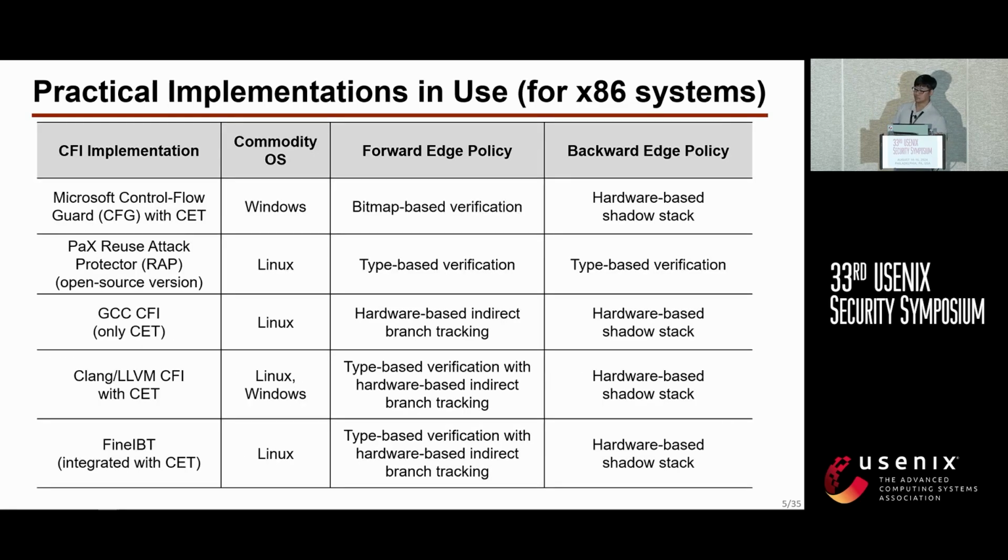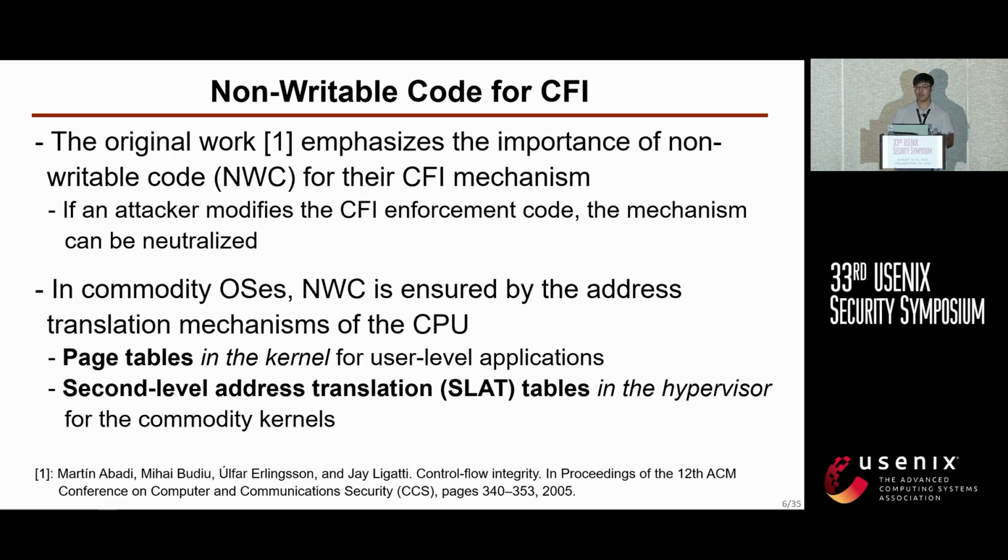This table shows practical implementations for commodity OSs. Indirect branch tracking and shadow stack are features of Intel CET. And the last two, Clang CFI and FineIBT, have more strict CFI policies than others, so we targeted them. The original work emphasizes the importance of non-writable code because if an attacker can modify the CFI enforcement code, it can be neutralized. Commodity OSs ensure it using the CPU's address translation mechanisms such as page tables in the kernel and second-level address translation, SLAT, tables in the hypervisor. However, these non-writable code mechanisms only ensure non-writable pages, not the integrity of the code area.